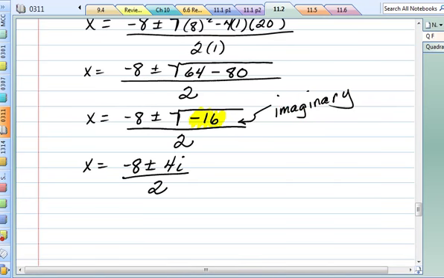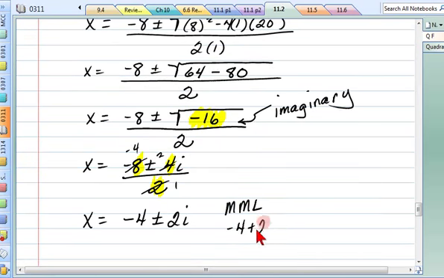And now you reduce it because the rational numbers all share a common factor. Divide those by 2, and you should get negative 4 plus or minus 2i. Are you going to put it over 1? No. I divided 2 into each of those, and you don't write a denominator of 1, which means in MATLAB, you're going to have negative 4 plus 2i, comma, negative 4 minus 2i.